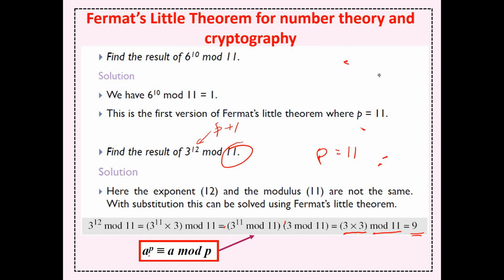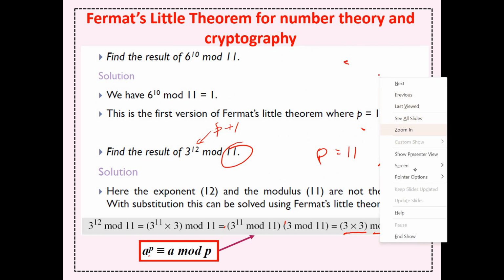The question is 2 to the power 50 mod 17. Apply the formula here and find the answer to this. Let's see whether you are able to understand this.